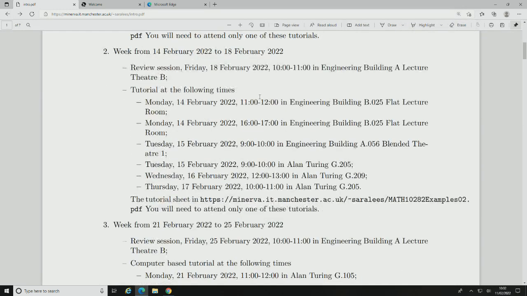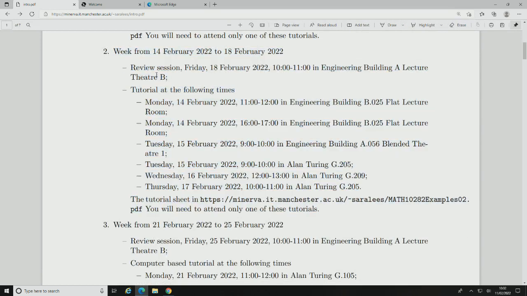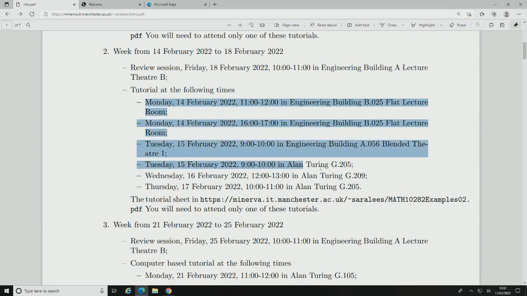You will get a copy of this document when you come to the lab session. Next week, this is the timetable for next week. So we have a review session 10 to 11 next Friday, and then you have tutorials in one of these times. So please go to the one that you're allocated to.